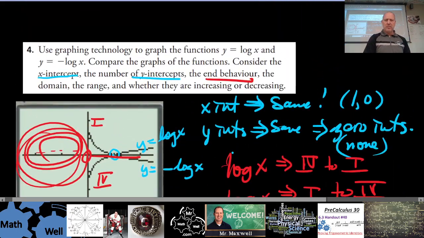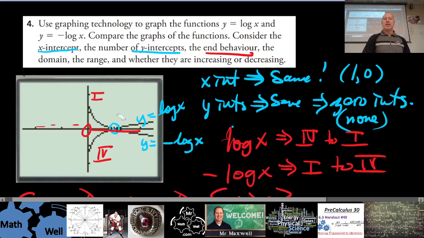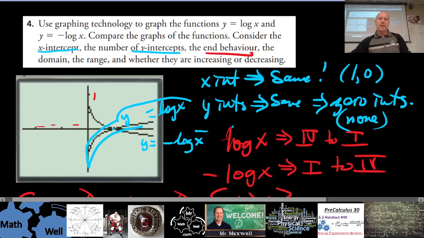Okay, we're almost done with this question. Range. Okay, range is the same for both. It's y ∈ ℝ. The big difference comes here, the increasing or decreasing. So let me just talk about that real quick. So increasing and decreasing. Obviously, the y equals log x, this one right here, that's this graph right here.